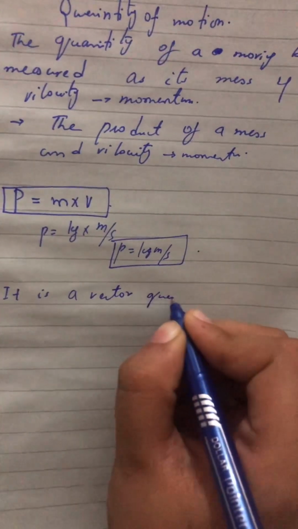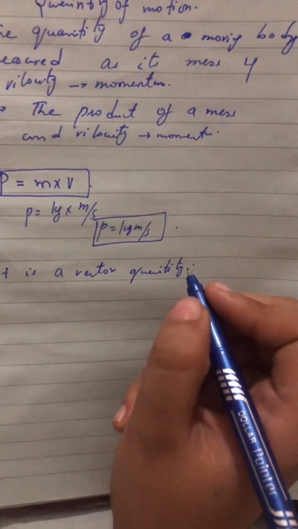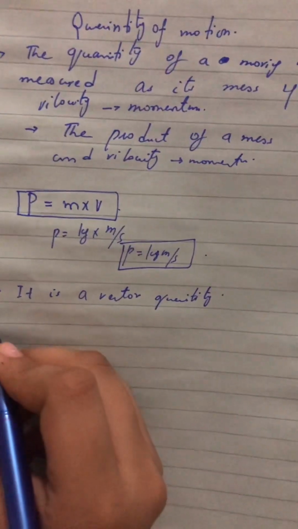After that, momentum is a vector quantity. It is a vector quantity.